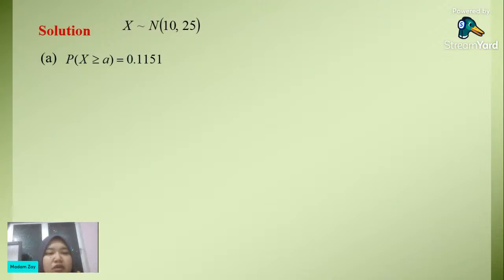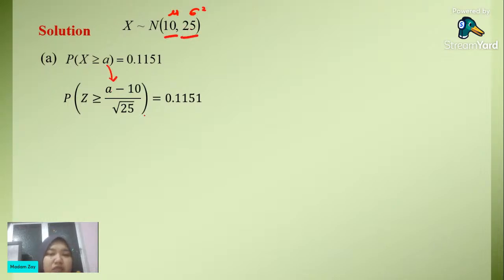So probability of X more than or equal to a is equal to 0.1151. Because we don't have the table for this mu and sigma square, what we need to do is to standardize. So how to standardize? We use the formula Z equal to X minus mu over sigma. Our mu is equal to 10 and sigma square is equal to 25, so Z is more than or equal to a minus 10 divided by square root of 25, and it's equal to 0.1151.